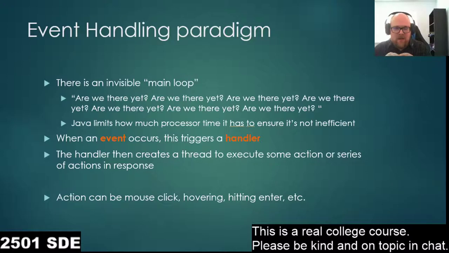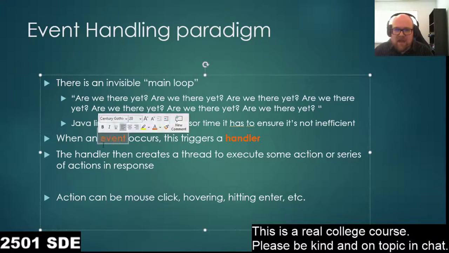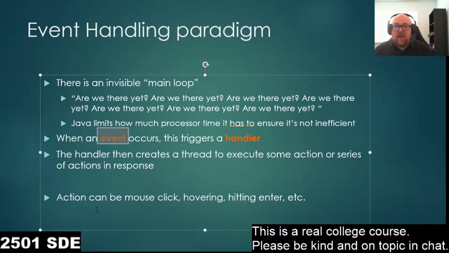When that event does happen, Java produces a thread, and that thread creates an independent stream of execution. You've talked about threads and concurrency in DSA. That thread will then perform some action based off whatever the event handler says to do. So an event is some asynchronous occurrence, in our case specifically user input, user clicking a button or hitting enter or whatever.